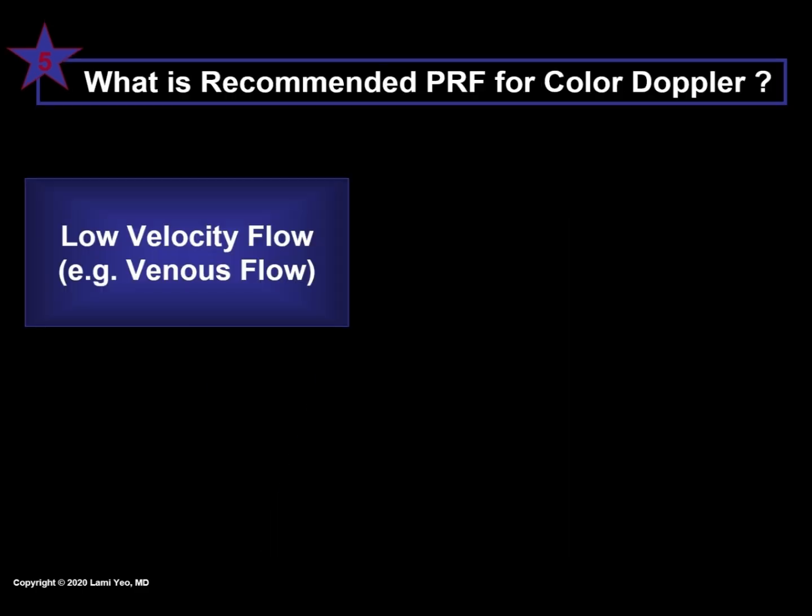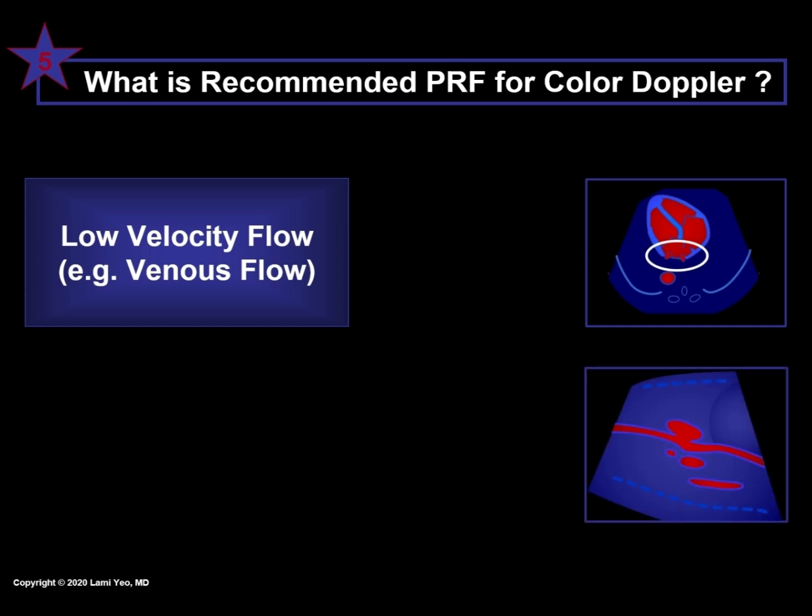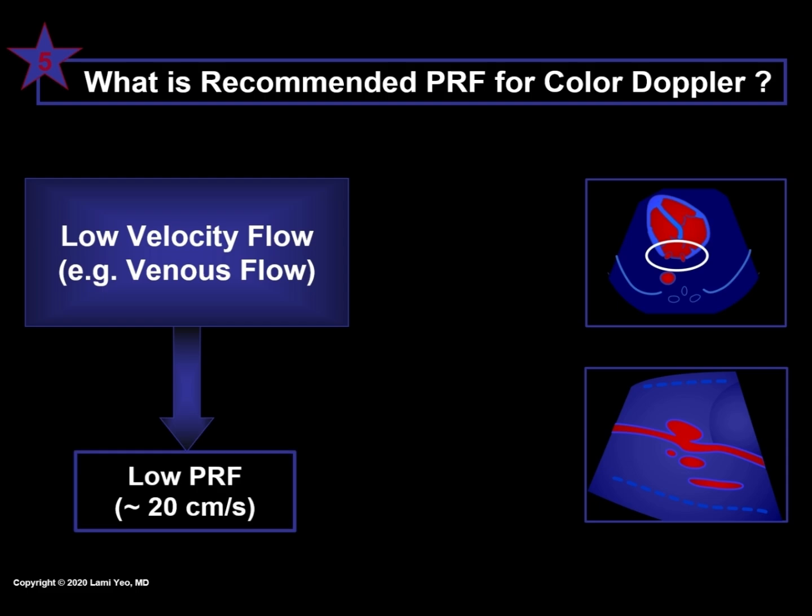When examining low velocity flow, such as the pulmonary veins and vena cava, a low PRF should be used. For example, around 20 centimeters per second. Of course, these are approximations. The point is that lowering the scale increases the sensitivity to low velocity blood flow.